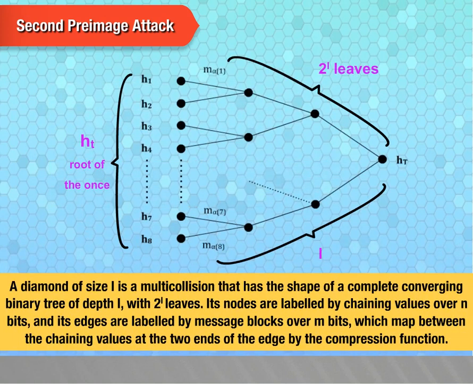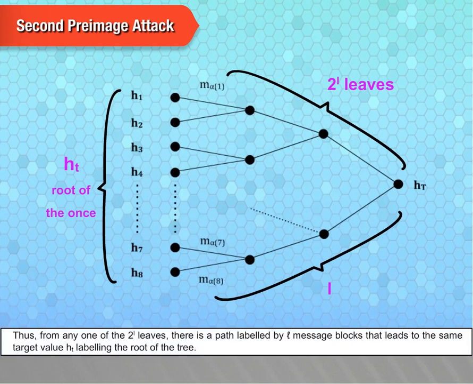A diamond of size L is a multi-collision that has the shape of the complete converging binary tree of depth L with 2^L leaves. Its nodes are labeled by chaining values over n bits, and its edges are labeled by message blocks over m bits, which map between the chaining values at the two ends of the edge by the compression function. Thus, from any of the 2^L leaves, there is a path labeled by L message blocks that leads to the same target value ht, labeling the root of the tree.